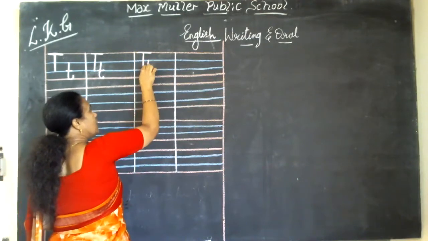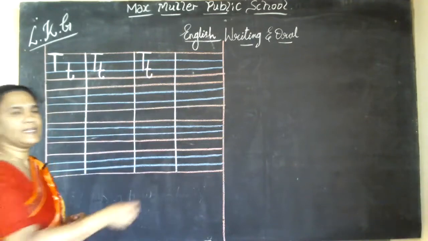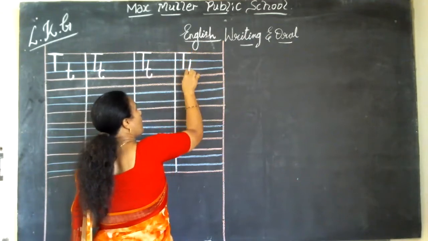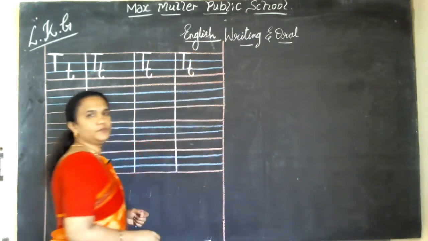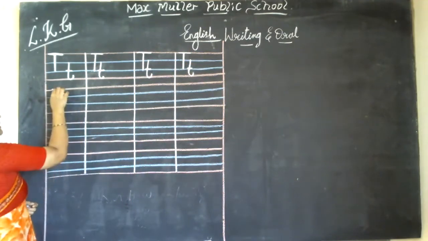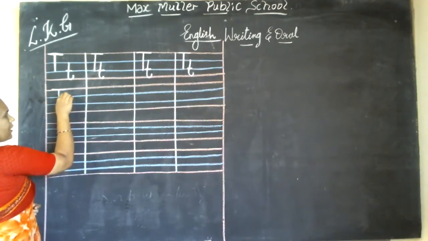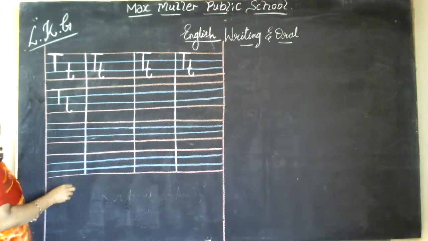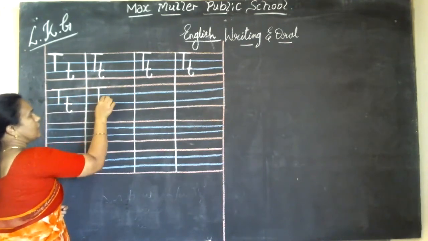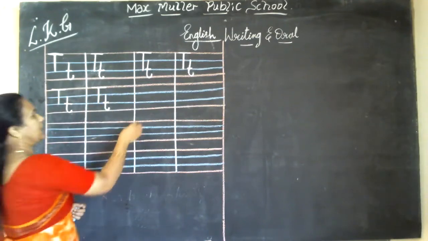Capital T, small t. Blue line to red line. Capital T, small t. Again, sleeping line. Standing line. Only to the blue line you have to touch. Again from blue line to red line. Small t. Capital T. Small t. Like this you have to write.